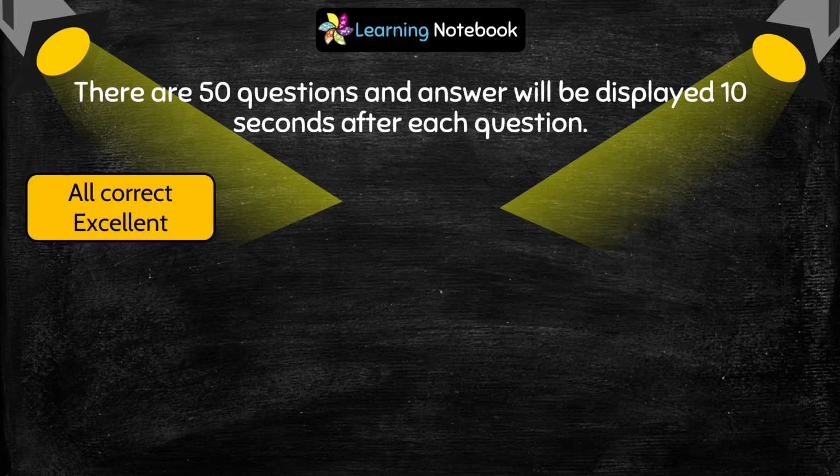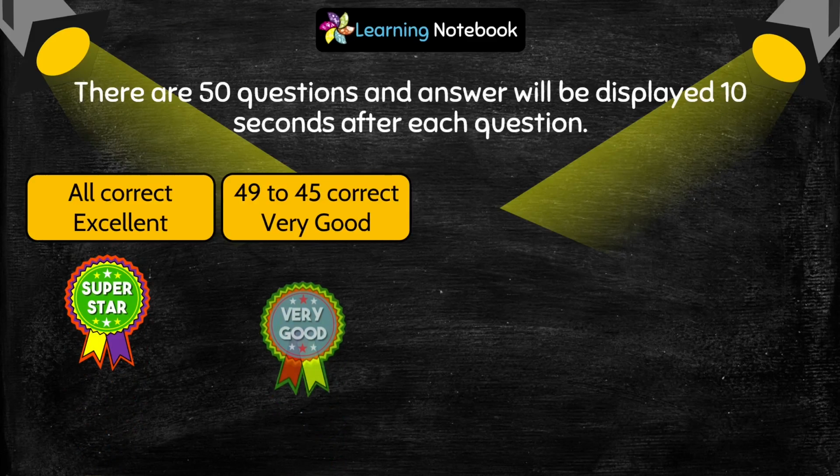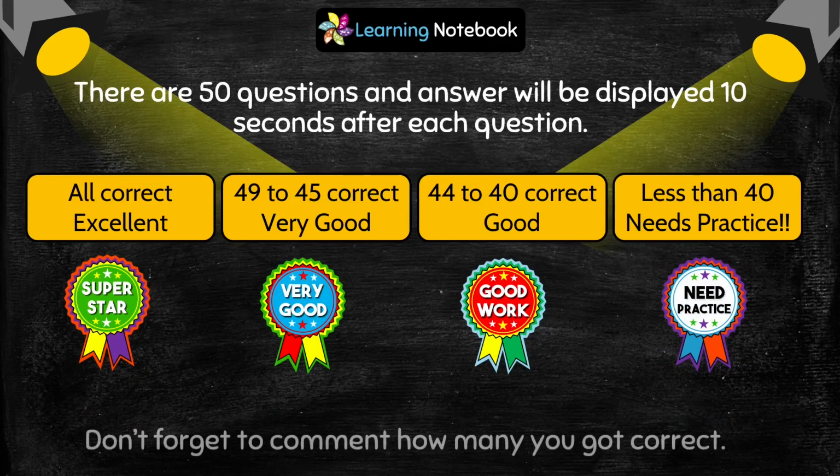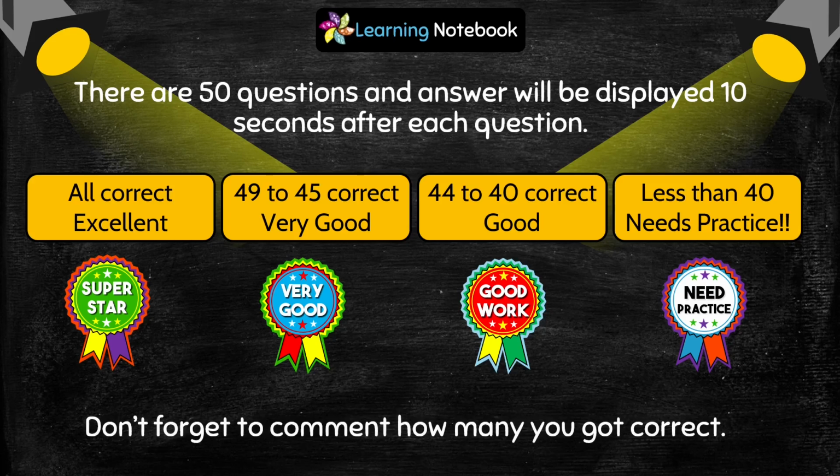So there are 50 questions in this quiz and the answer will be displayed 10 seconds after each question. If all your answers are correct, it means you are excellent. If you score from 49 to 45, it means you are very good. If your score is from 44 to 40, it means you are good. If you score less than 40, it means you need practice.